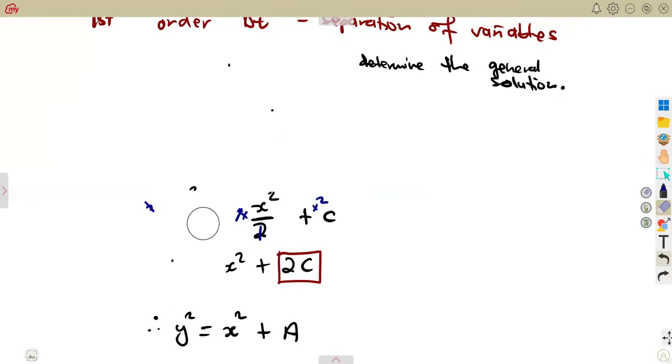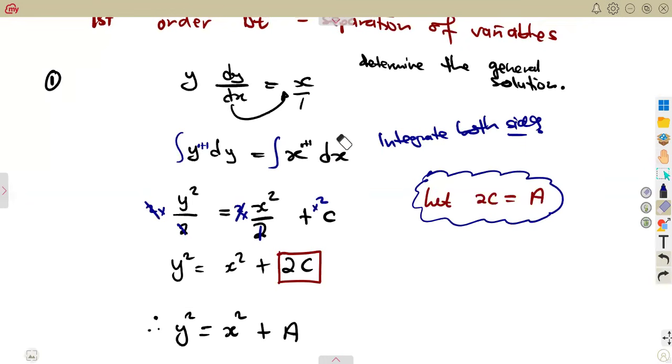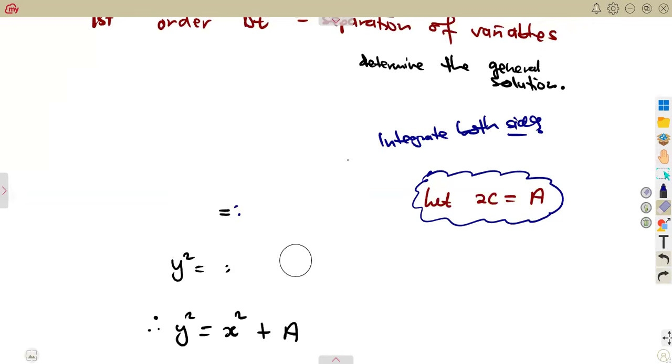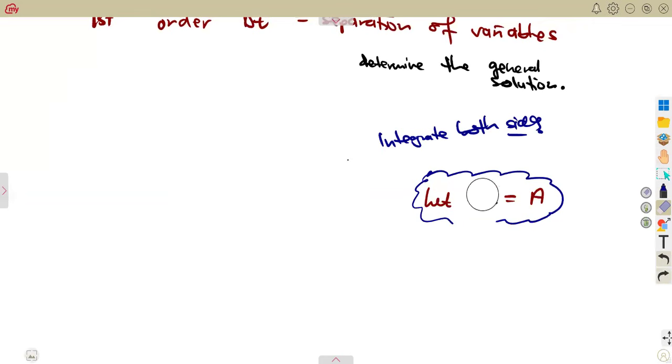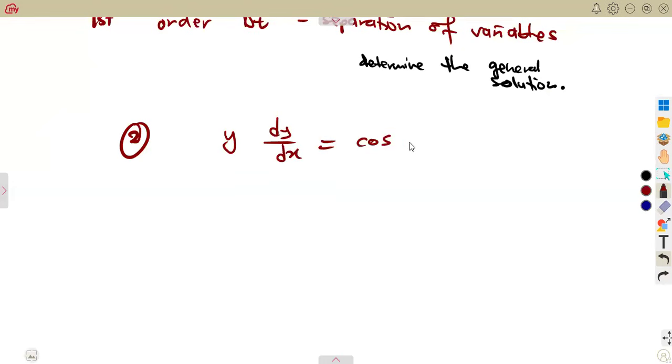As you can see, guys, this is just a basic part that you can actually consider to work with. So you're still working, so I need the general solution there. All right, let's consider the second question, still working with the general solution. Let's say we are given, on number 2, y dy/dx is equal to cos x.